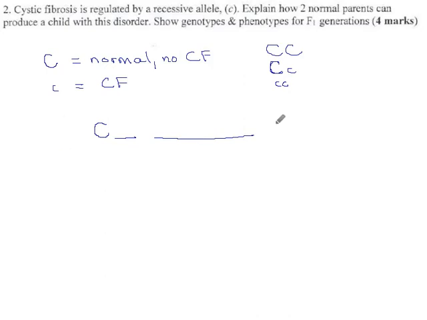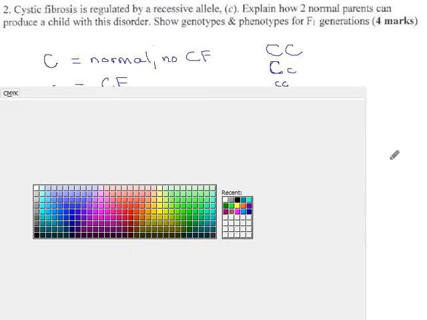Over here we have a dad who is the same way. Capital C for normal, but don't know what this is. And their child has cystic fibrosis, little c, little c. How does that happen? Well, it's not too hard to work out once you have it laid out like this.